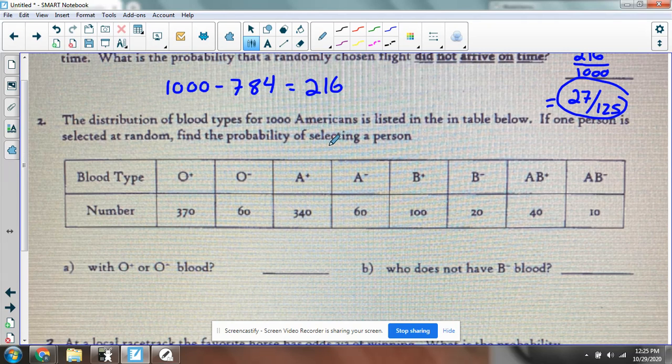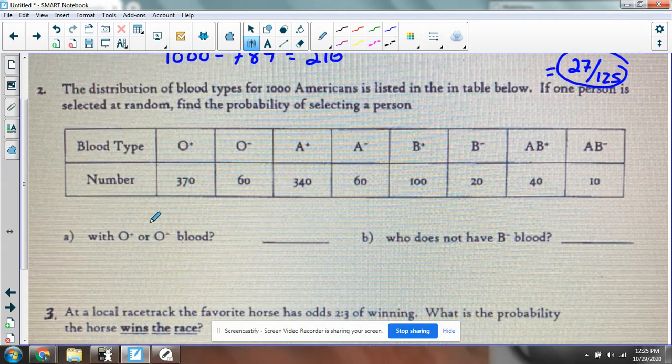Okay, the distribution of blood types for 1,000 Americans is listed in the table below. If one person is selected at random, find the probability of selecting a person with O positive or O negative blood. That's just going to be these two added together over 1,000. So that's going to be 430 over 1,000, which is 43 over 100.